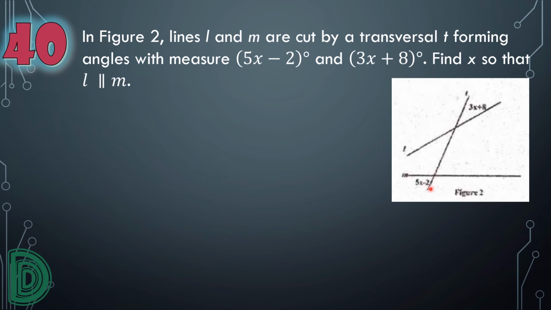If T is the transversal, then the angles 5x minus 2 and 3x plus 8 are alternate exterior angles. If parallel lines are cut by a transversal, alternate interior angles are congruent. And the converse of that, if two lines are cut by a transversal and alternate exterior angles are equal or congruent, then the two lines are parallel. Hence, we have 5x minus 2 equals 3x plus 8. Solving for x, we will have x equals 5.